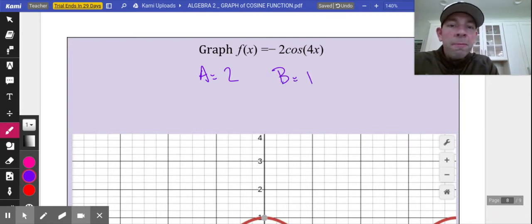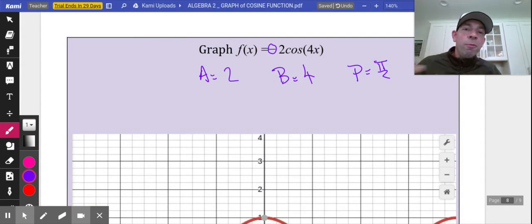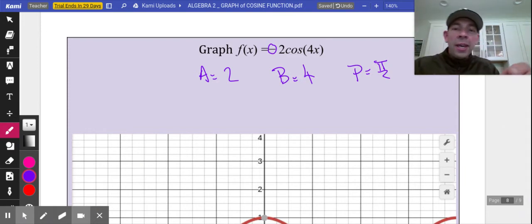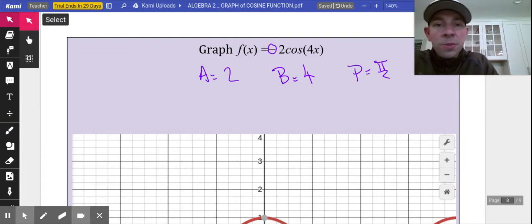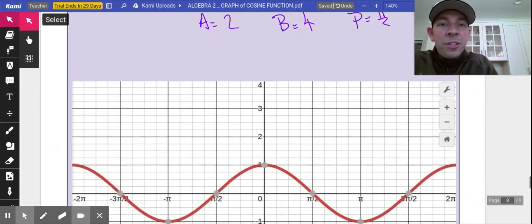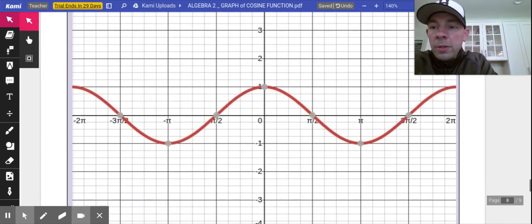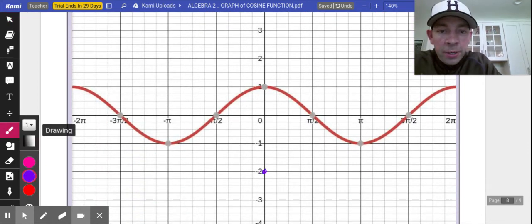Frequency is going to be a 4, period is going to be pi over 2. And again, that negative just reflects what I would normally have over the x-axis. So instead of starting at the peak, we're going to start down in a valley and work our way back up to the x-axis. So, and I got to finish at pi over 2. That's going to be a challenge. Okay, let's make sure. So I'm going to start all the way down here, and I'm going to finish that cycle at pi over 2.